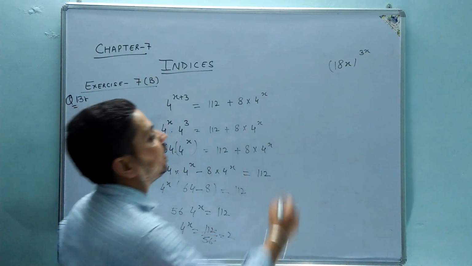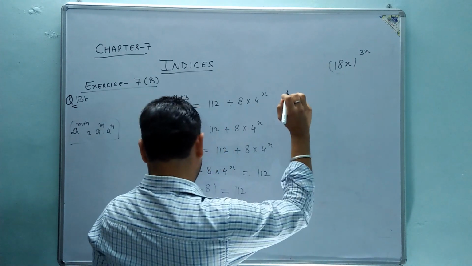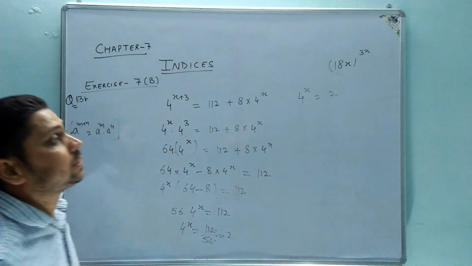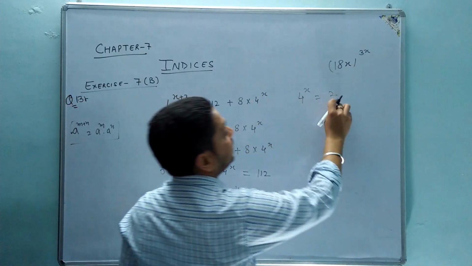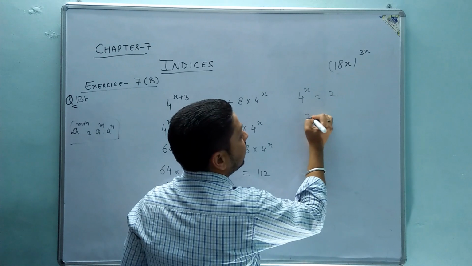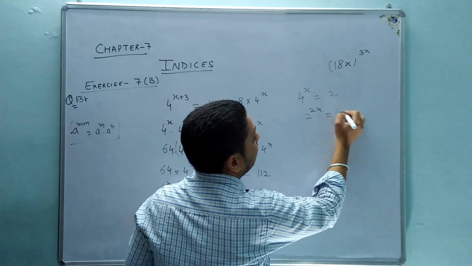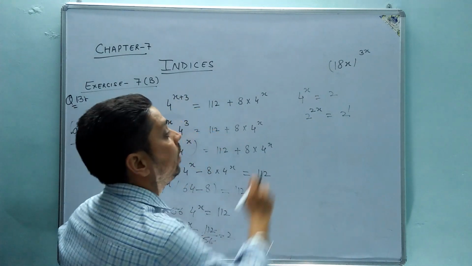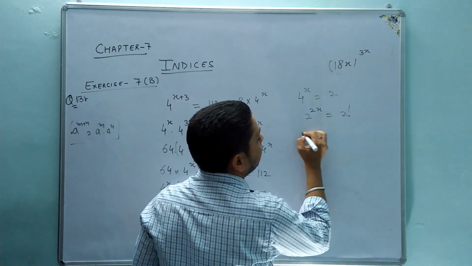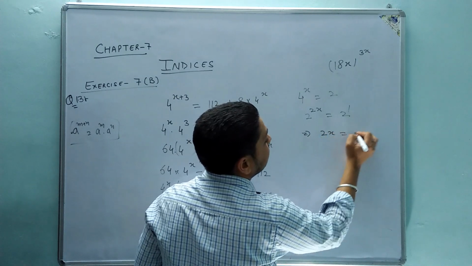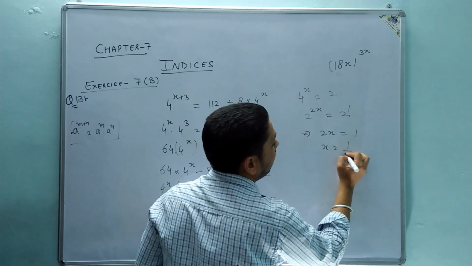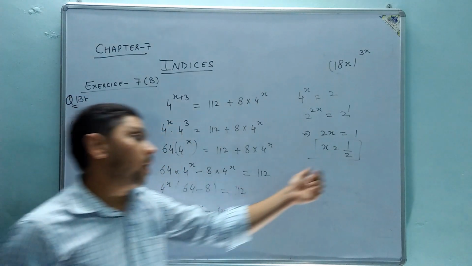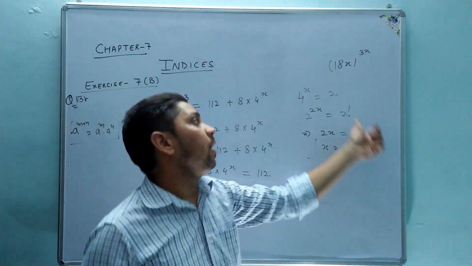So what is the condition here? We have 4 raised to power x is equal to 2. Now the bases are not the same, we'll make them the same. 4 can be written as 2 squared, so 2 raised to power 2x is equal to 2. Now the bases are same. 2 can be written as 2 raised to power 1. Bases are same, so powers will be equal. That implies 2x is equal to 1. x is equal to 1 over 2. We have found the value of x is equal to 1 over 2.